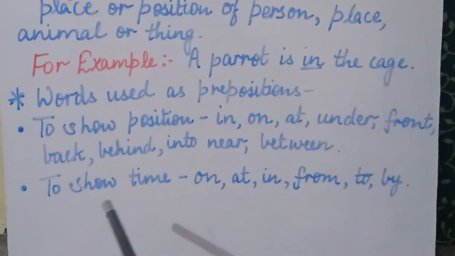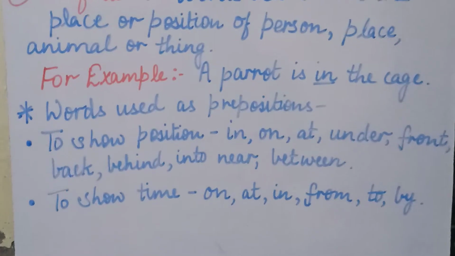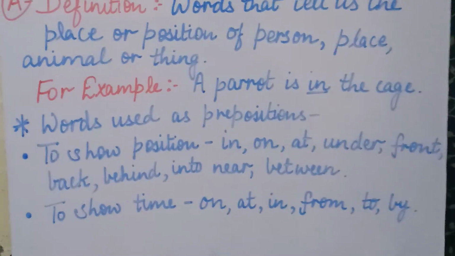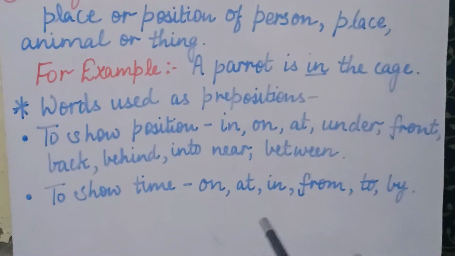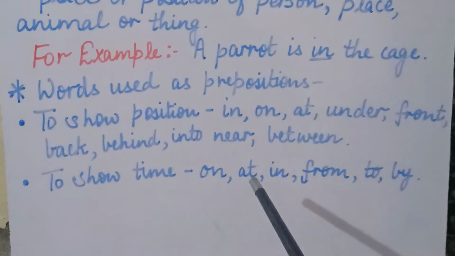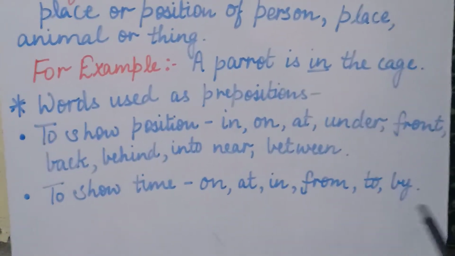Okay, and the second most important point is to show time. जब हमें किसी भी person, place, animal और thing का time पता करना है, time बताना है, तो हम उन words में, उन sentences में हम कौन से prepositions यूज करेंगे? On, at, in, from, to, by.